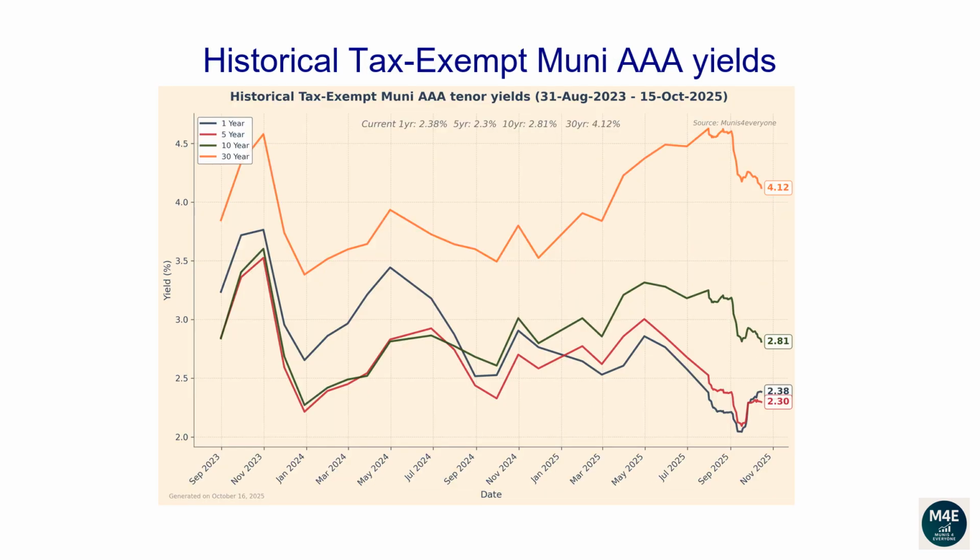This line plot and the next plot show how each tenor of the Muni yield curve has changed over time. From the 31st of August 2023 to the 15th of October 2025, the 1-year yield has dropped from 3.24 to 2.38. The 5-year yield has dropped from 2.85 to 2.3. The 10-year yield has dropped from 2.84 to 2.81. The 30-year yield has increased from 3.85 to 4.12.